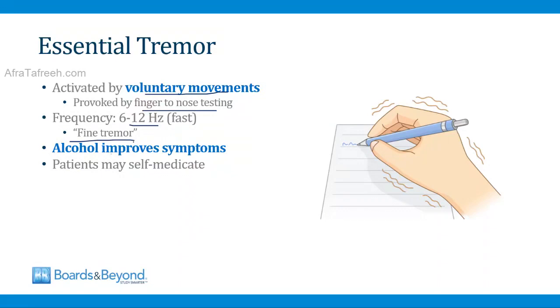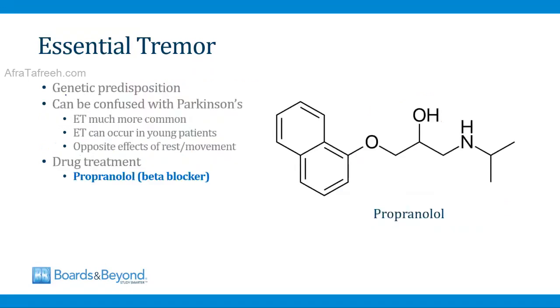And then essential tremor is famous for being improved by alcohol, and patients may self-medicate. They may say that they find when they have a few drinks the tremor gets better. Essential tremor has a genetic predisposition, so it tends to run in families. That's why it used to be called benign familial tremor. And when patients develop an essential tremor, the number one thing on the differential diagnosis is Parkinson's. That's what everybody worries about.